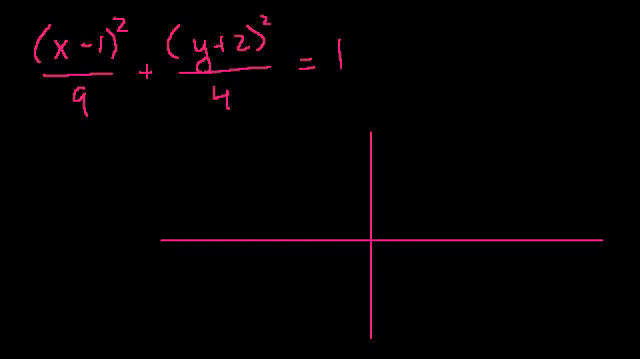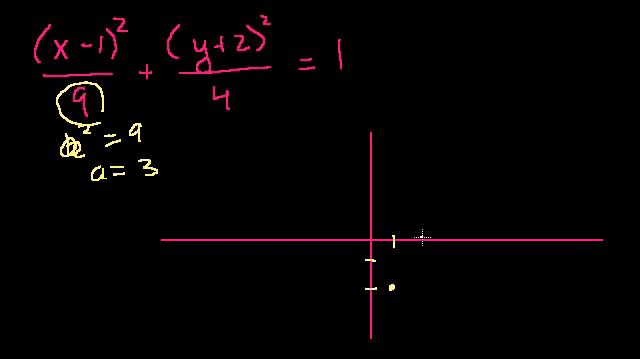And we immediately see, well, what's the center of this? The center is going to be at the point 1, negative 2. And if that's confusing, you might want to review some of the previous videos. Center is at x is equal to 1, y is equal to minus 2. That's the center. And then the major axis is the x-axis, because this is larger. And so a squared is equal to 9, or the semi-major radius is going to be equal to 3.